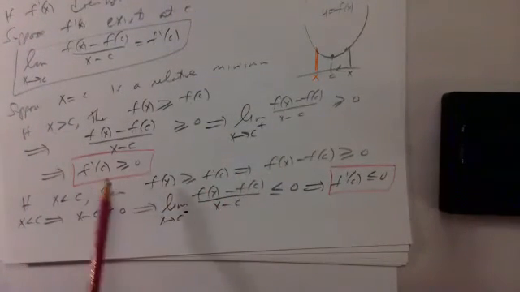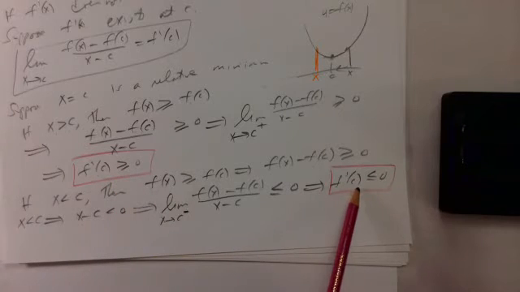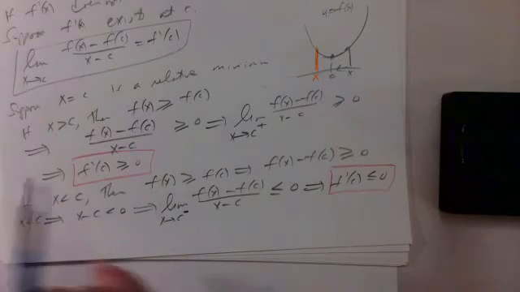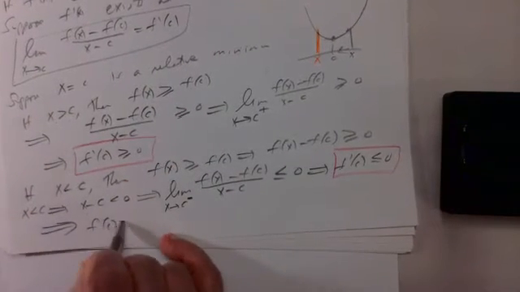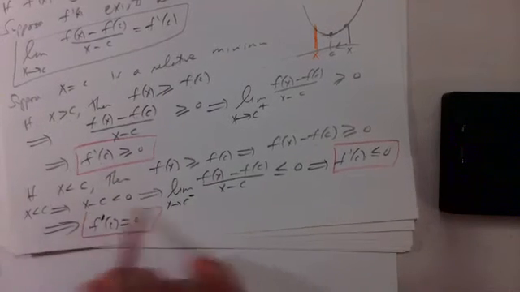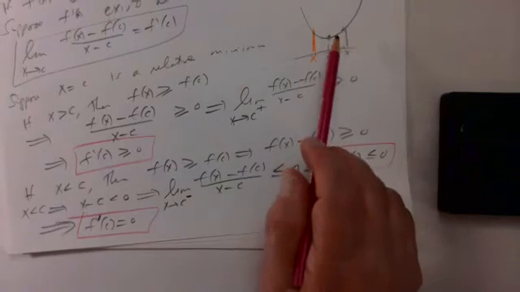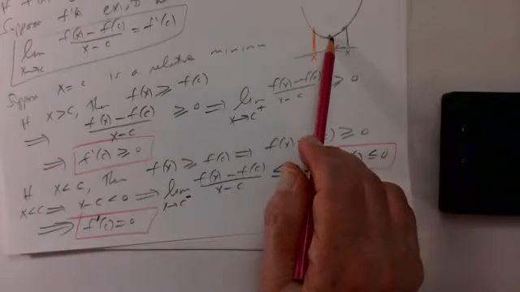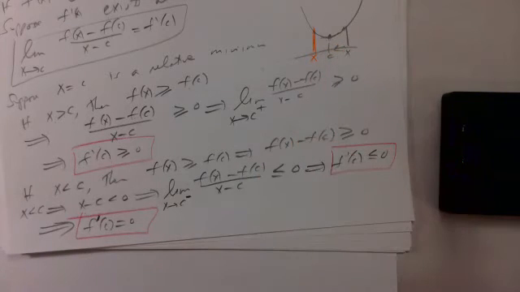So what do we have? We have that the derivative has to be greater than or equal to 0, and it has to be less than or equal to 0. And the only way that can happen is if the derivative is in fact equal to 0. So that proves if you have a function with a local minimum at c, and if the derivative at c exists, then the derivative at c must be equal to 0. So c is a critical number.